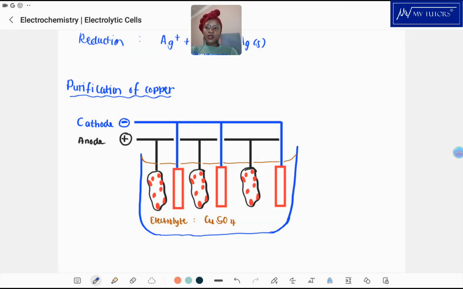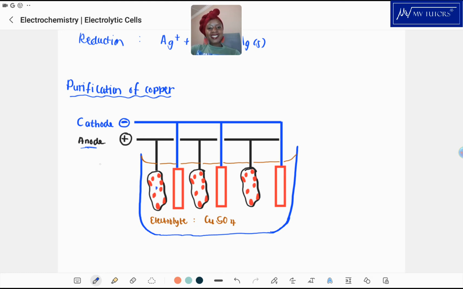So in this case, with copper, you start by having your impure copper. This electrolytic cell can be simple, you don't have to put all those things. You have your impure copper and your pure copper. I just drew what would probably happen in industry. So you have your impure copper, the one that I drew here, which is connected to the positive terminal of the battery, which is the anode. And then you have your pure copper, which is connected to the cathode.